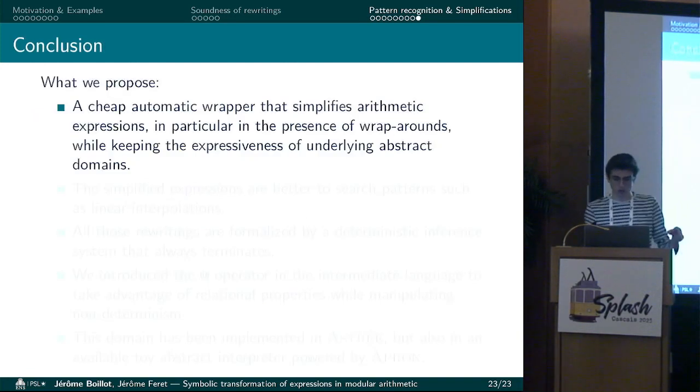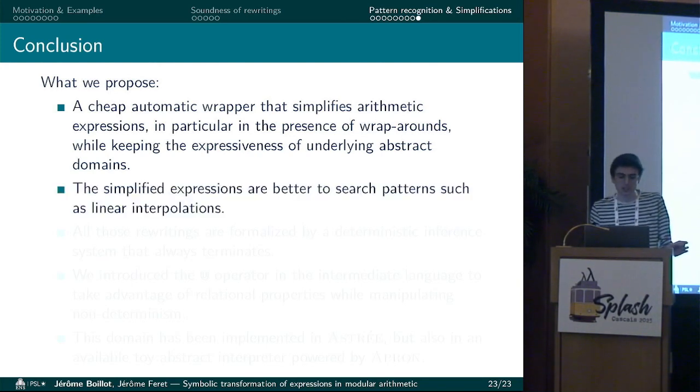So in conclusion, what we propose is a cheap automatic wrapper that simplifies arithmetic expressions before they are passed to underlying abstract domains, in particular in the presence of wraparounds that couldn't be represented without it, while keeping the expressiveness of underlying abstract domains. And these simplified expressions are better to search patterns, such as linear interpolations, because you know it's a product, sum, or a quotient of linear expressions.